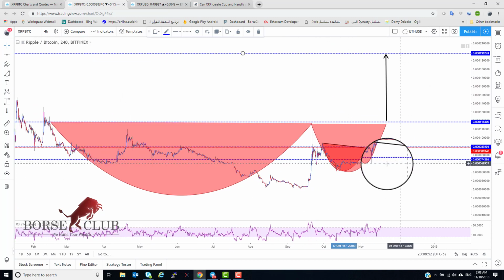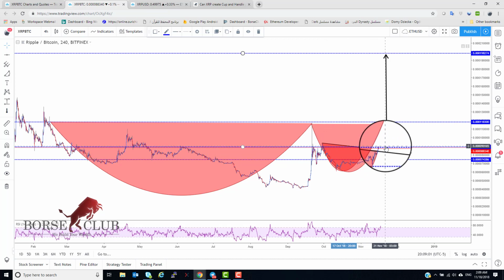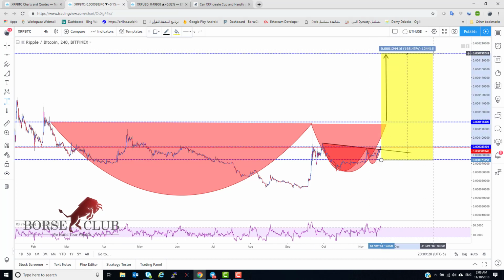So if you see, this is the first formation breaking above that one, which means this small formation is activated, and the target will be the activation of the second formation. The pattern will be the same, but on a bigger, higher scale. So the target will hit higher. If you followed us, the biggest target will be almost 168% or a little bit higher.